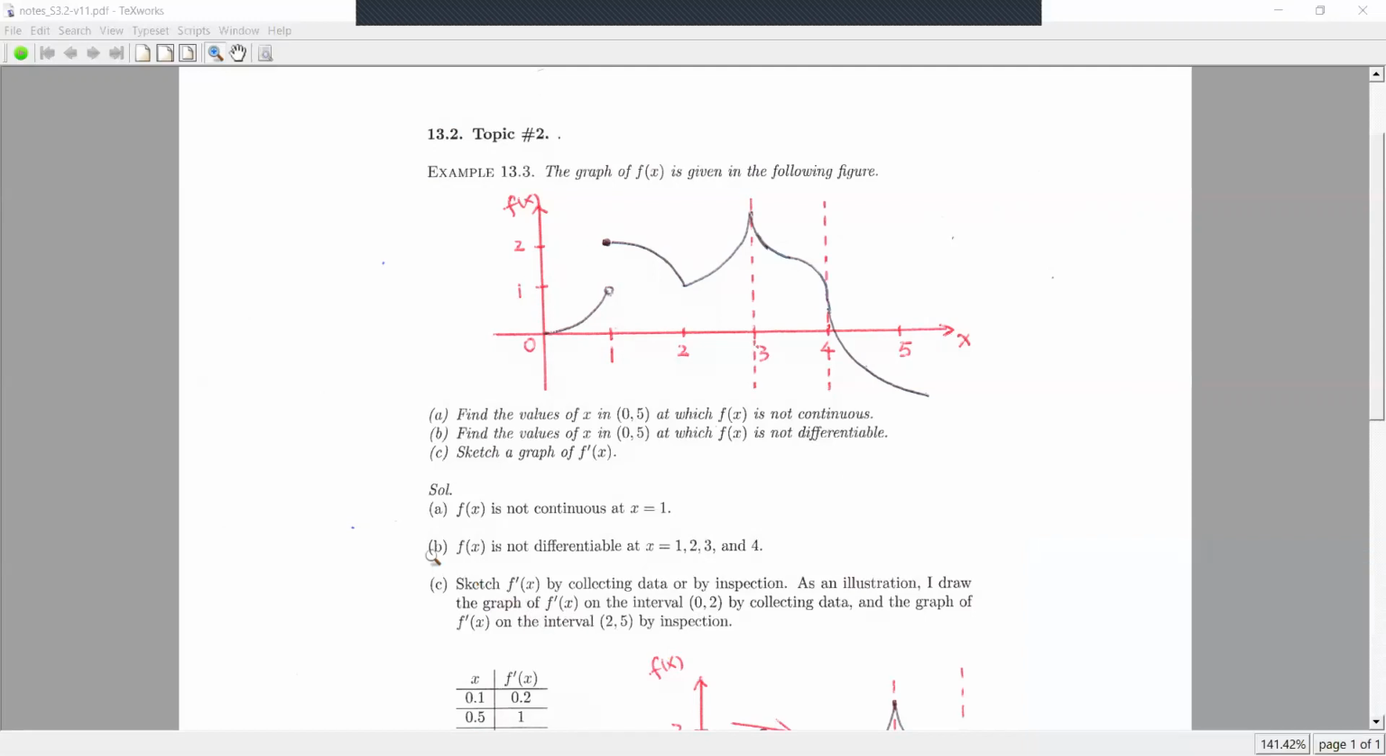Now, the solution to part B is the function f is not differentiable at x is 1, x is 2, x is 3, and x is 4, at these 4 points. Differentiable means the derivative is computable, exists. Not differentiable means the derivative is not computable, doesn't exist. At these 4 points, the derivative doesn't exist.